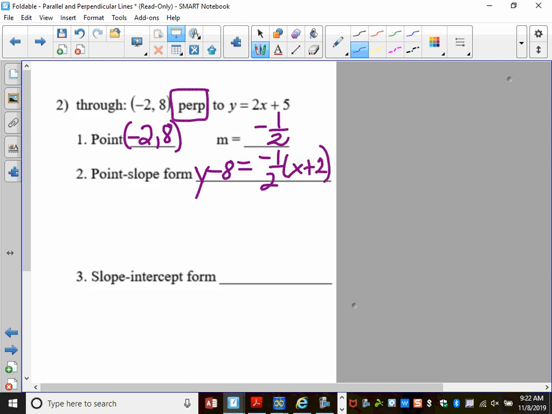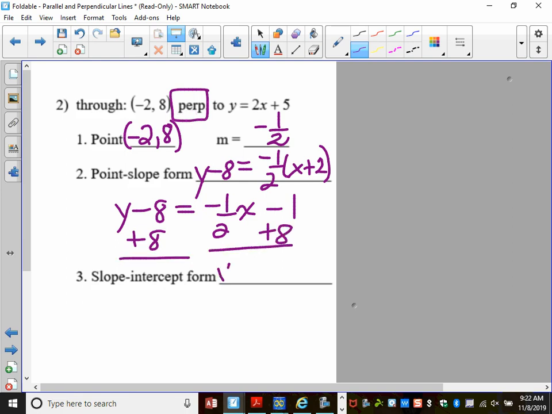So all we did was make sure that we have the right slope. So that'll give us y - 8 equals -1/2 x. And this is going to be what? -1. Very good. Then we're going to add 8 to both sides. So in slope-intercept form, y equals -1/2 x plus 7.